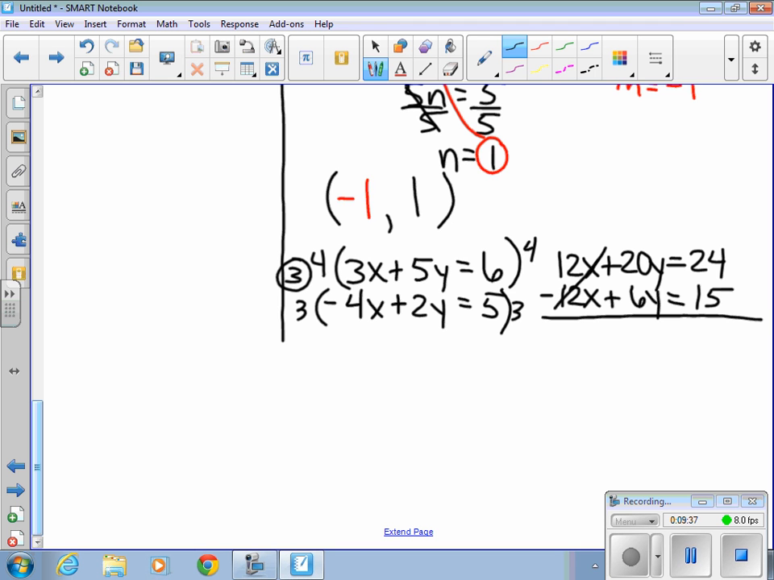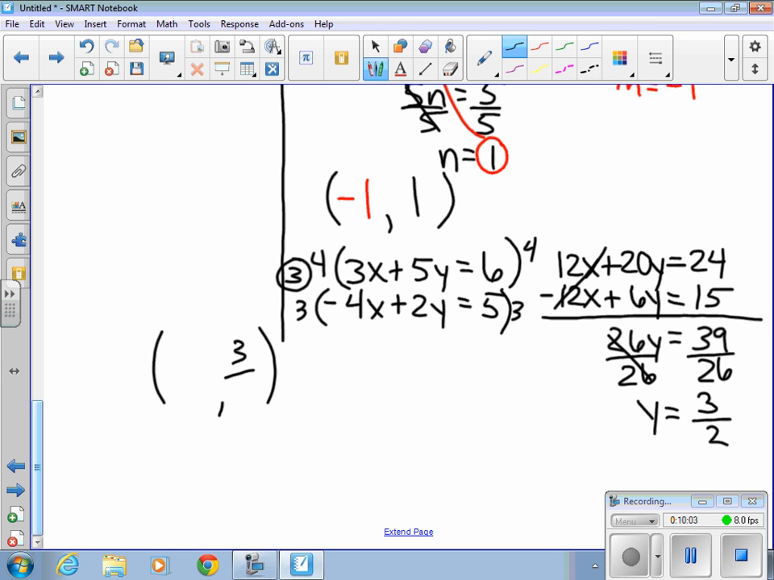Now your 12x's can be canceled. 20y plus 6y is 26y equals 24 plus 15 is 39. Okay, then you want to take and divide by 26. Okay, and you do need to reduce. 13 can actually go into both of these, and that'll give you the fraction of 3 over 2. Right? So when you go to write your final answer, in the second spot, you will have 3 over 2.